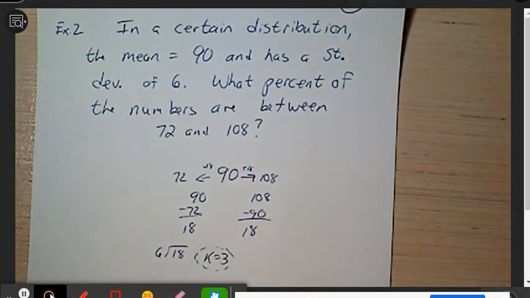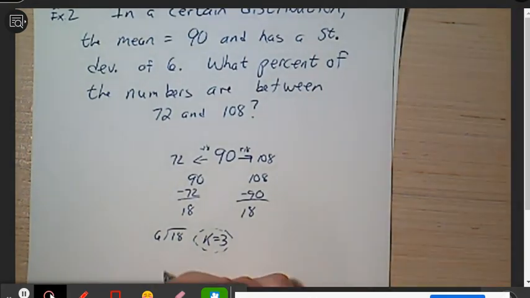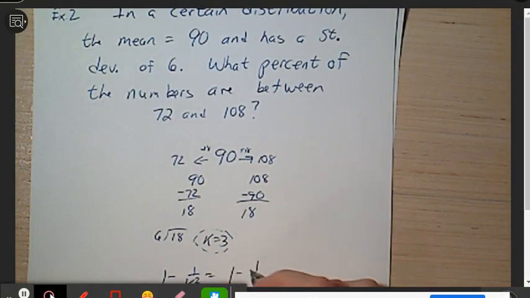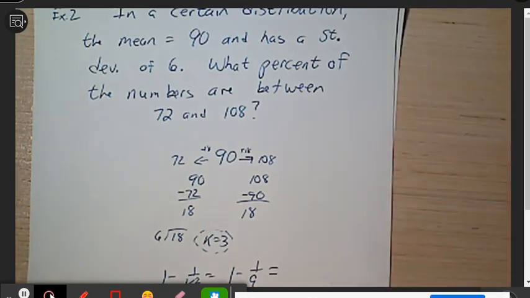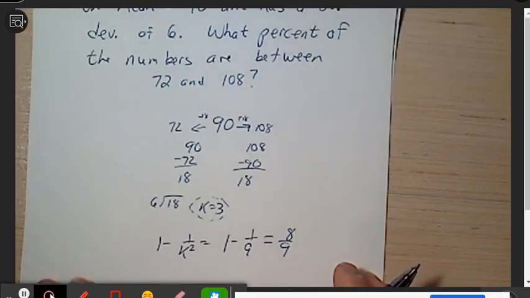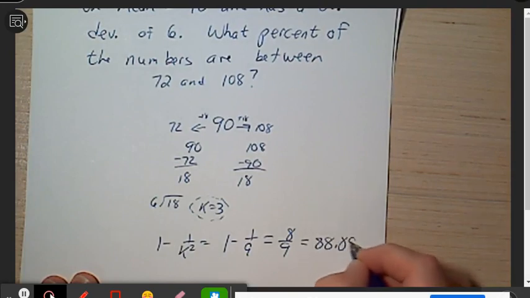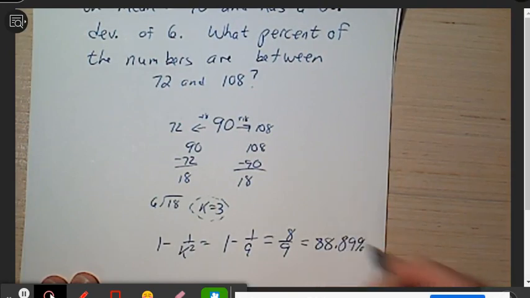All right, and then you can use the formula we had earlier. Just do 1 minus 1 over k squared. That's 1 minus 1 over 9. So that's back in the exact same problem we had up here, which was 8 over 9. Now, in that particular problem, they didn't ask for a fraction of the numbers. They said change it to a percent. So that's one where you just change it to a percent, and it should have been 88.89%.